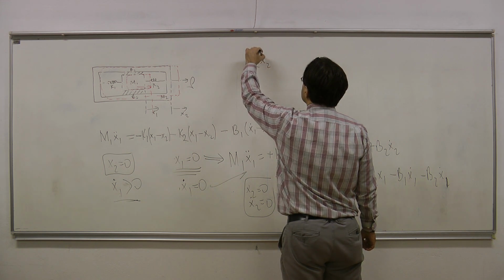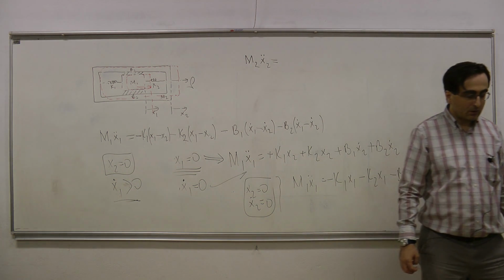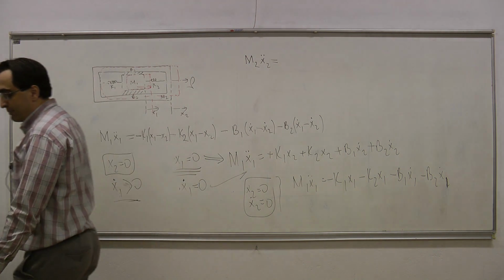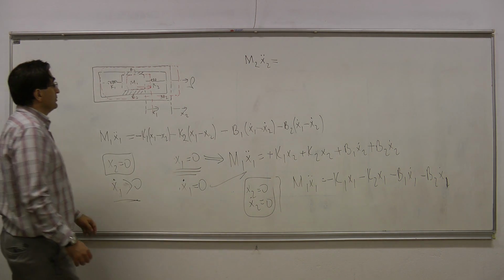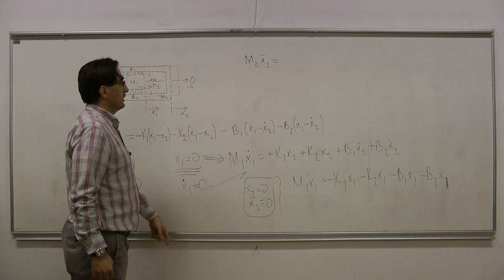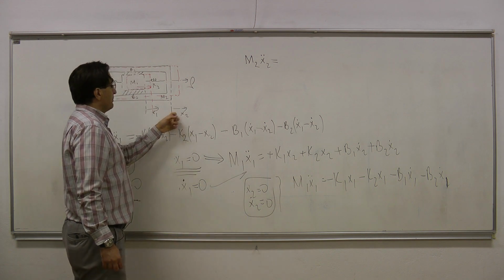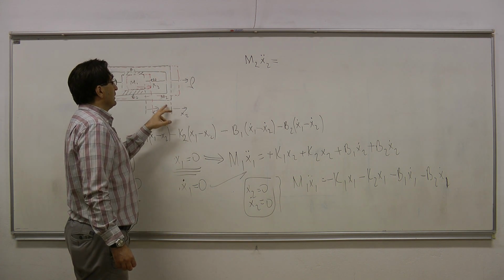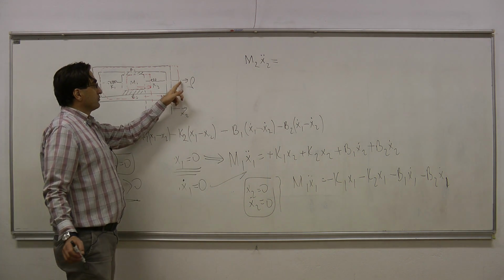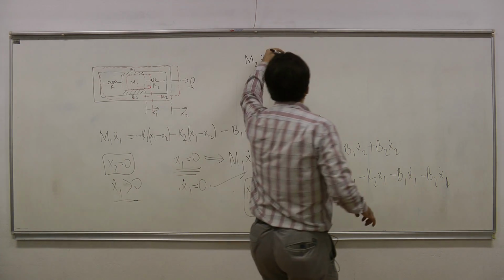m2 x2 double dot. Now I need to write the forces applied onto m2 in the direction of increasing x2. On the right hand side, I need to count the forces applied onto m2 in the direction of increasing x2. There is such a force on this mass, applied from the outside, which is F.